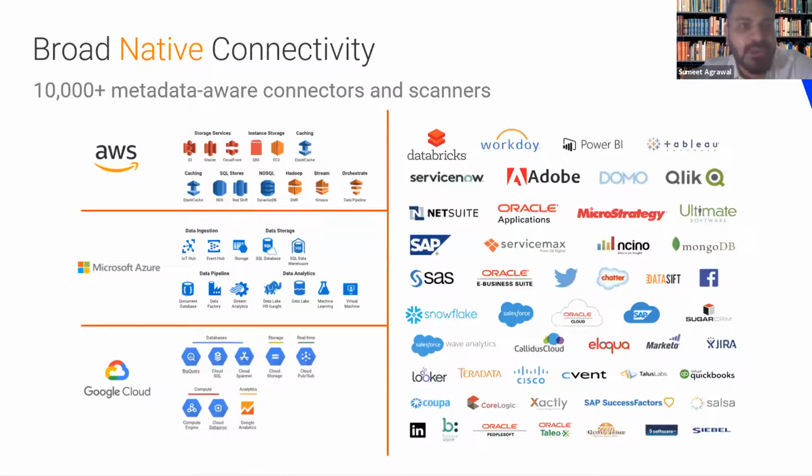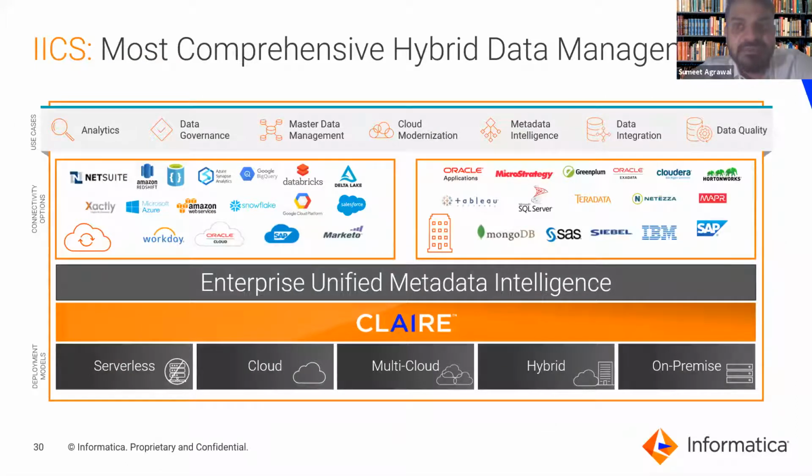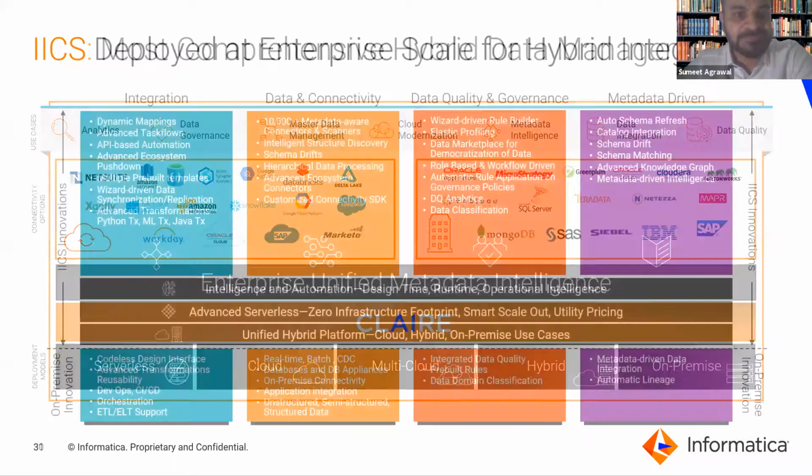One is our connectivity. We offer more than 10,000 metadata connectors for multi-cloud, for SaaS applications, and for on-premise applications. And as I said, we are not just for cloud, we are also available for hybrid, which is also available for on-premise, and everything is also available on serverless. So IICS is a hybrid data management platform. It's also for on-premise use cases as well.